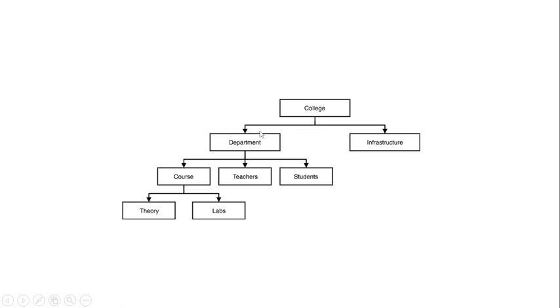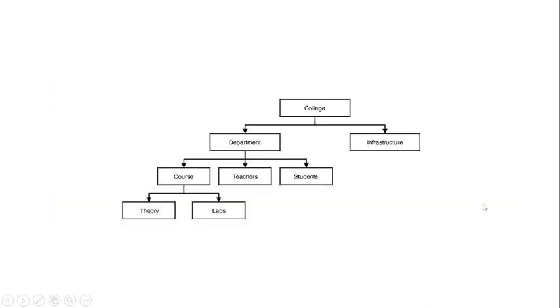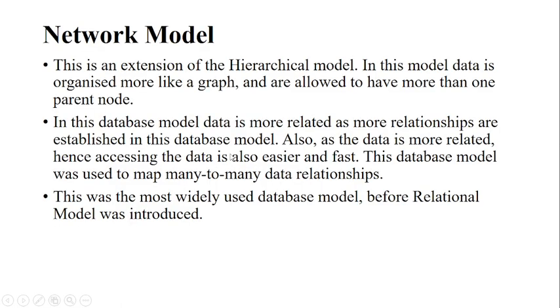So department is related with course, one to many: course, teacher, and students. For example, one department can have many courses, many professors, and of course many students, as we see here. Next one, network model. This is an extension of the hierarchical model.